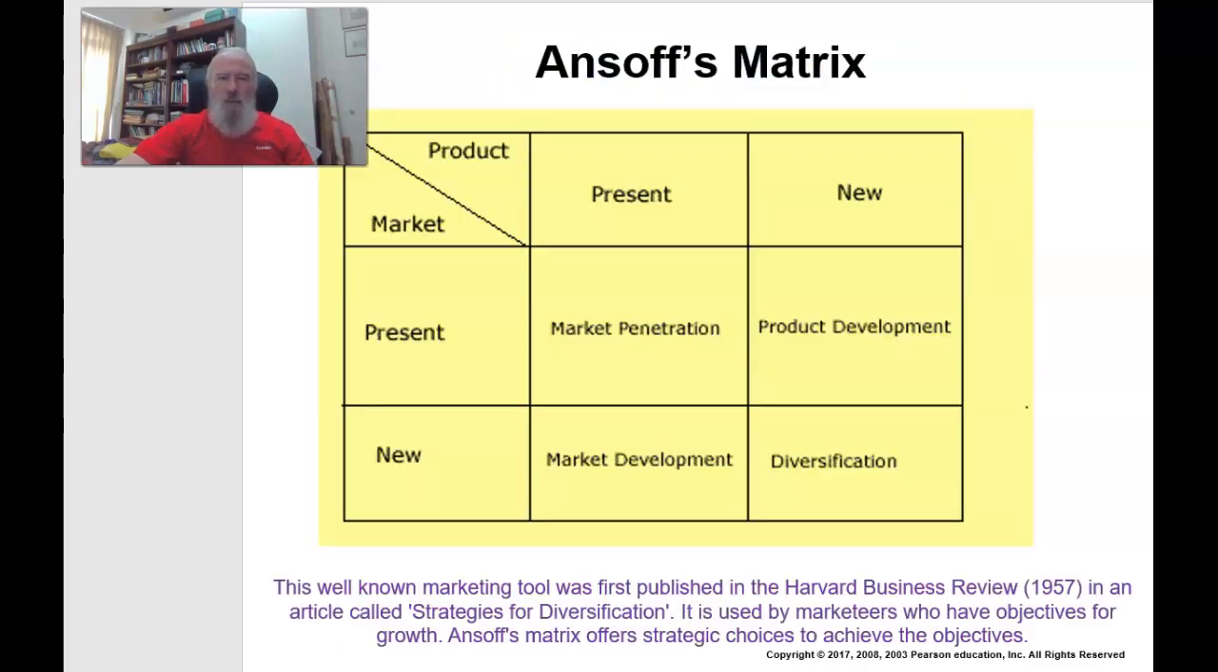This is another golden oldie produced by a chap called Igor Ansoff. I think he wrote this back in the 1950s, and he also wrote a book on corporate strategy. And this is called the Ansoff's Matrix. And you will have to use this in your assignment.